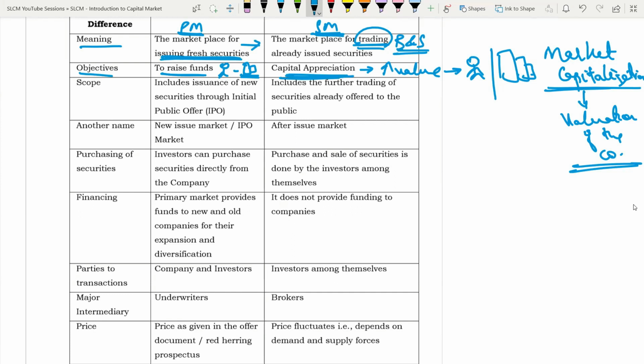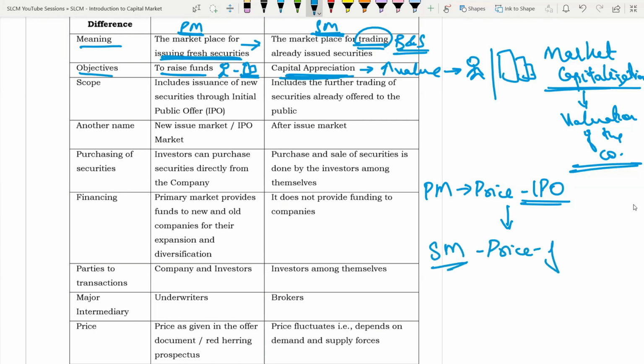What is market capitalization? Initially, at some price, you make the IPO. That is a fixed price at which you make the IPO. That is in the primary market. But when the security, after being issued in the primary market, moves to the secondary market, the price is going to fluctuate on a daily basis. Why? Because the price is always determined on a demand and supply basis. If there is more demand, the supply is limited, because once the company has issued 100 shares, only 100 shares are going to remain in the market. Thereafter, it is the demand that determines the price, right?